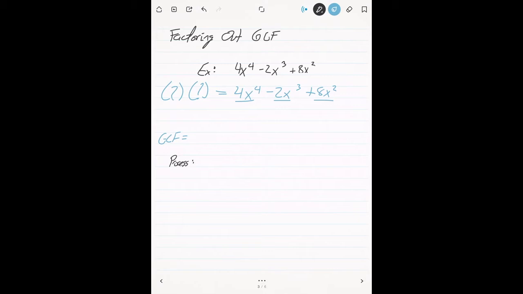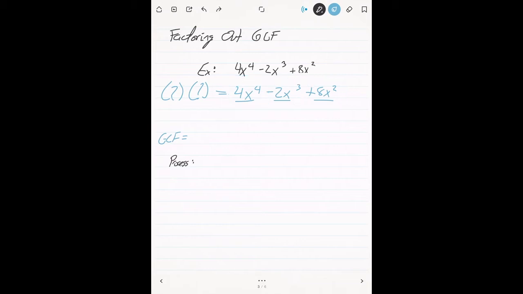What I'd like you to do is pause the video, take a minute to identify to yourself, what do each of these terms have in common? Then we'll come back and see if we were able to find what that GCF was for not just the numbers, but these entire expressions.